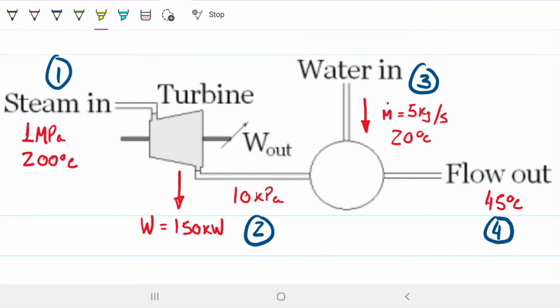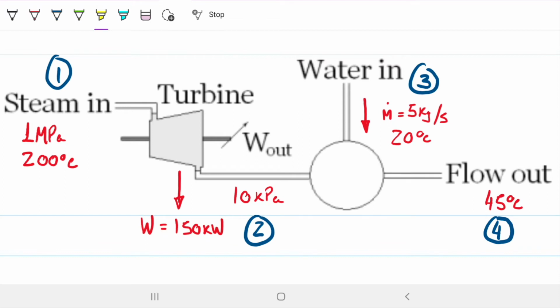Okay, after the turbine, we only know one thing about the exit of the turbine, so we only know the pressure. At the entrance of the jet condenser, we know the mass flow rate that's coming in and the temperature, so only one thermodynamic property of this guy. And on the output of the jet condenser as well, only one thermodynamic property. We also know that the turbine itself is outputting work at a rate of 150 kilowatts or 150 kilojoules per second. So what are we going to do here?